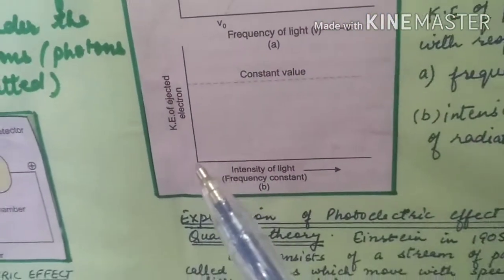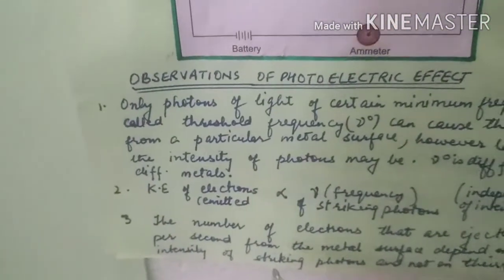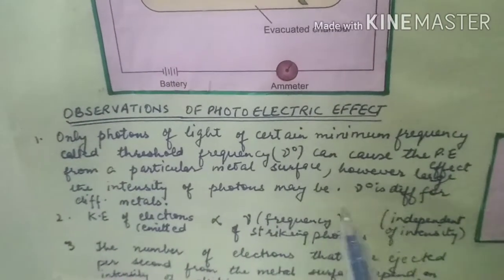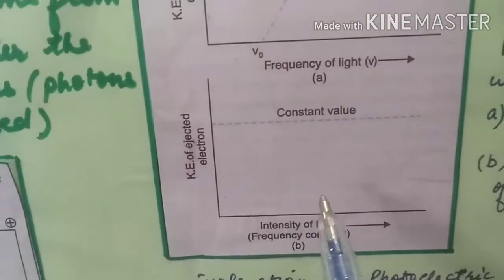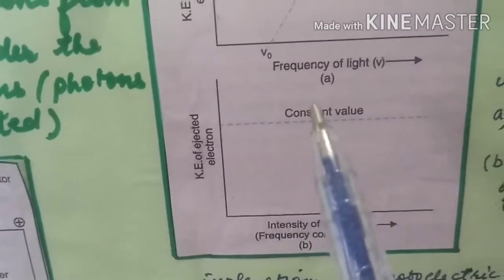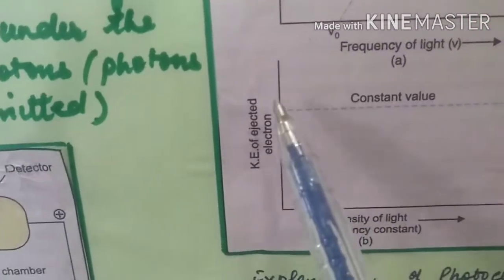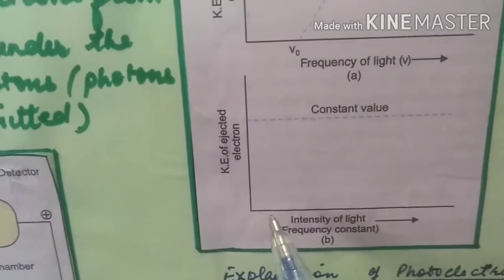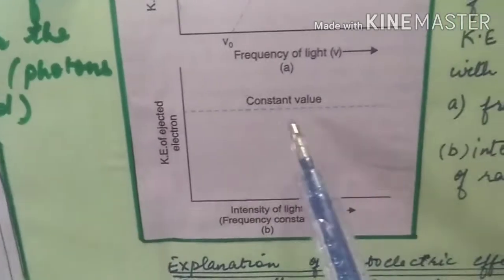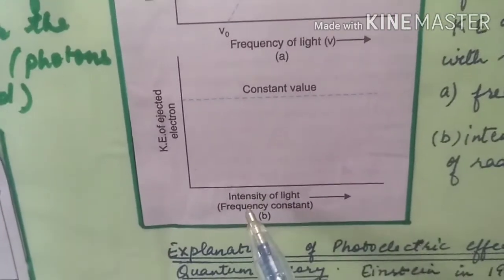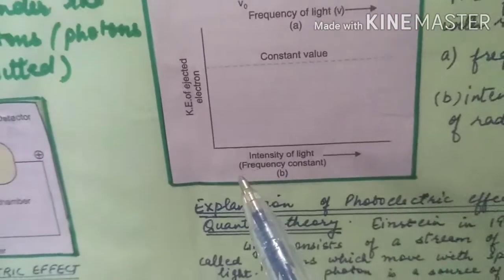Now, the second point, that the kinetic energy of electrons emitted is proportional to frequency and is independent of intensity, can be seen in this graph: light of suitable frequency results in ejection of electrons and imparts this much kinetic energy. You increase the intensity of light, but kinetic energy remains constant. That means it's not proportional to the intensity of light.